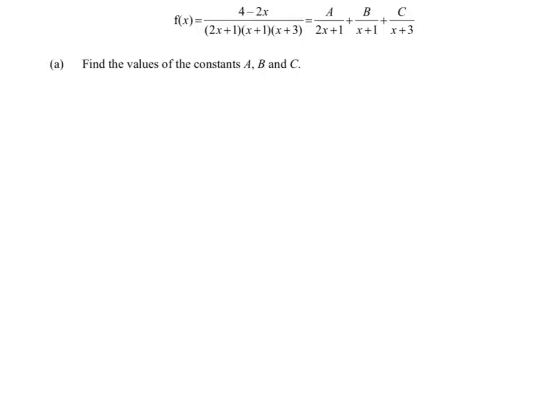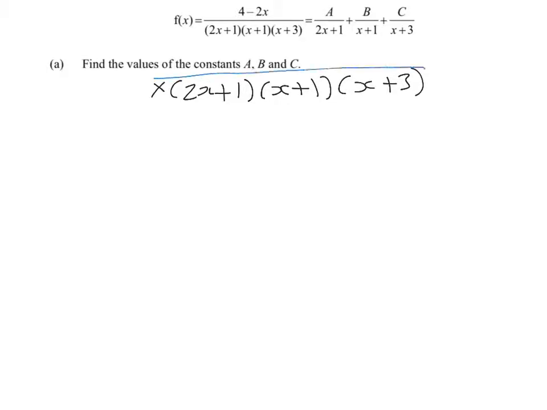Well, what we're going to do first is multiply by 2x plus 1, x plus 1, x plus 3. So we're going to multiply by the denominator of the left-hand side fraction. Just notice there that it's equivalent. Let's see what happens when we do that.